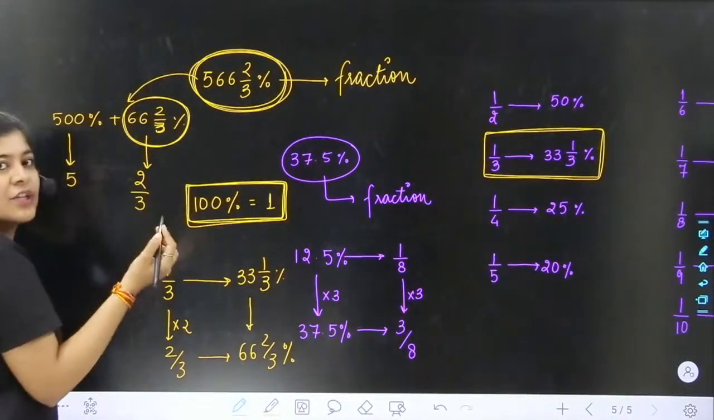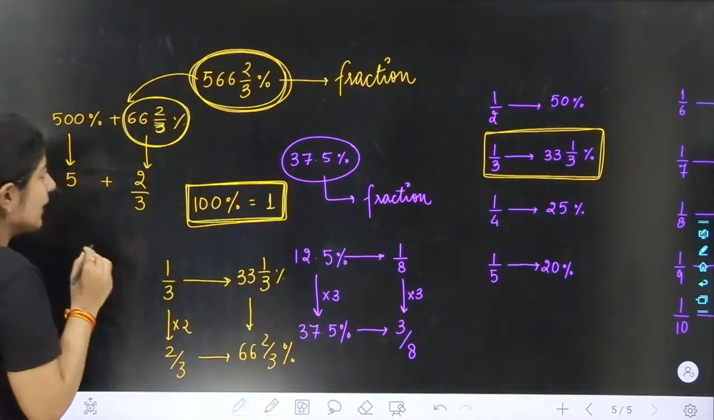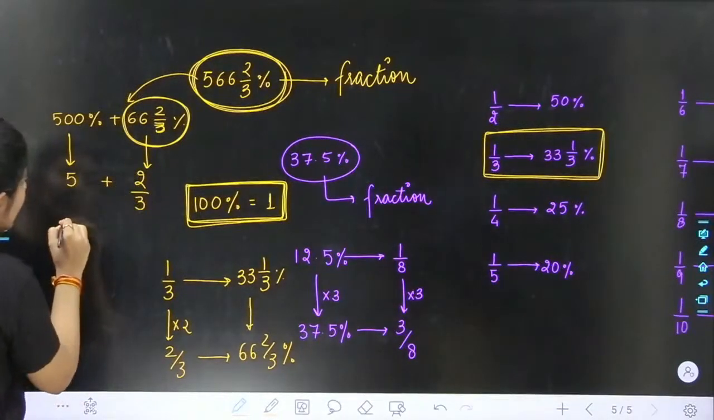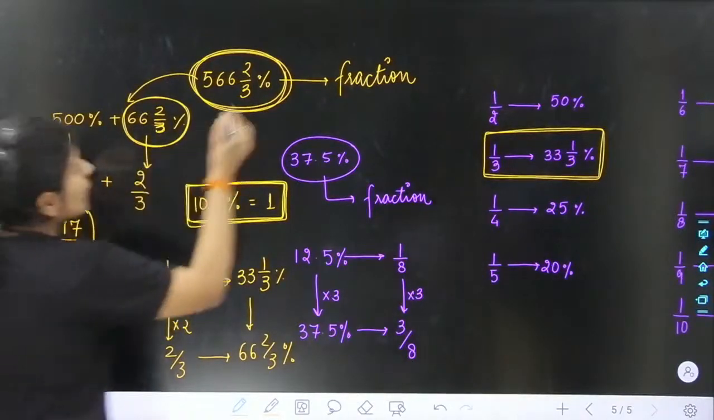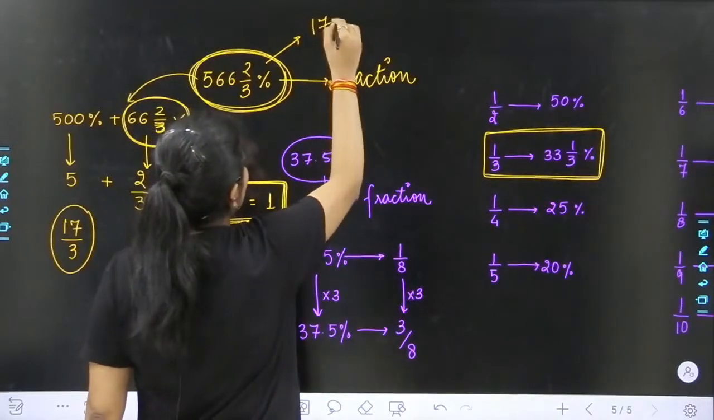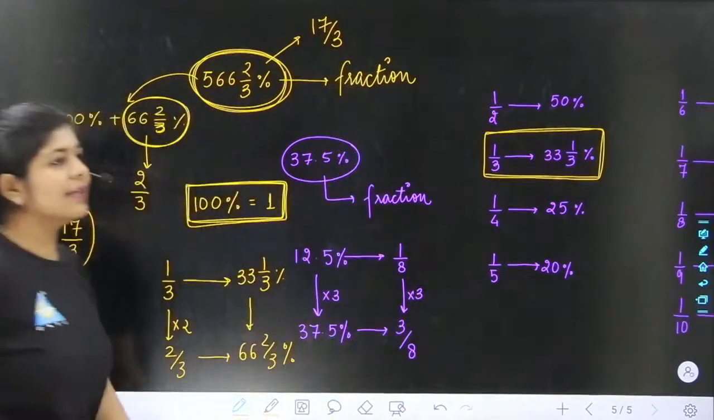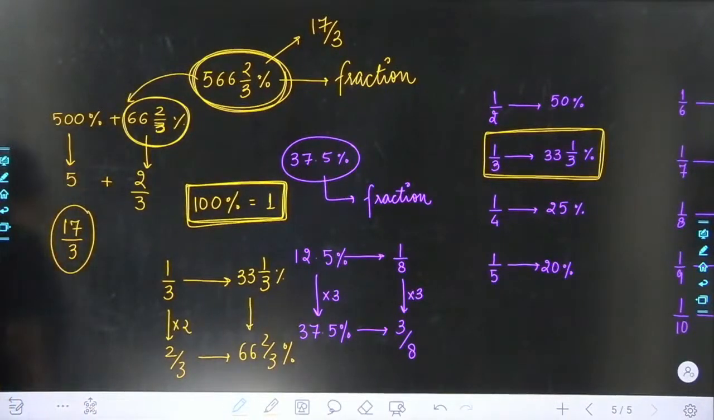And what operation do I have to perform? We have to perform the addition operation over here. So what can we write? We can write 17 by 3 as our answer. In fraction, that is 17 by 3. Is it clear?